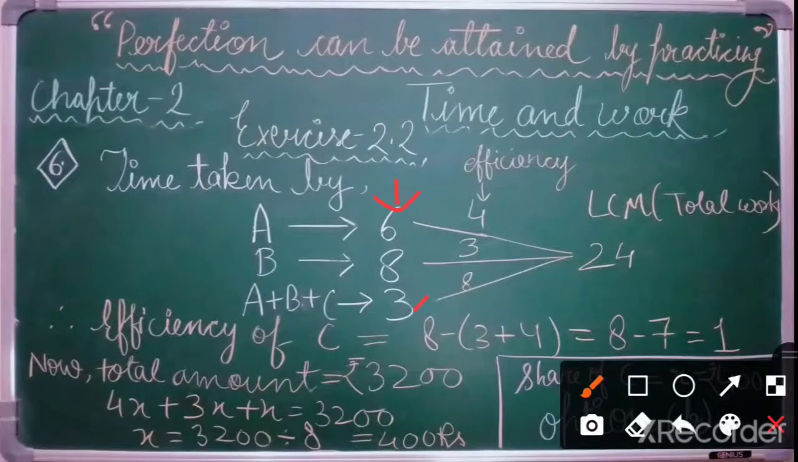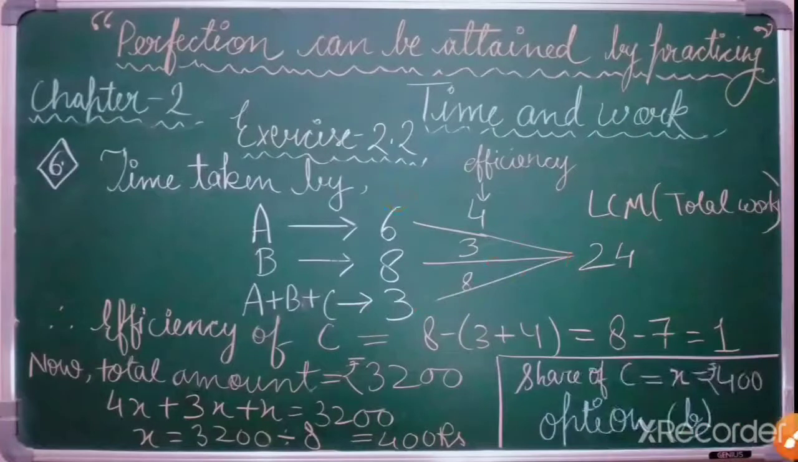So we will find the LCM of 6, 8 and 3. We will get the total work as 24, the LCM. Now we will write the efficiency of A: 6 4s are 24, so it is 4. 8 3s are 24, so the efficiency of B is 3, and the efficiency of A, B and C together would be 8. To find the efficiency of C, we will subtract the efficiency of A and B from the total efficiency of A, B, C. So we would get 1.